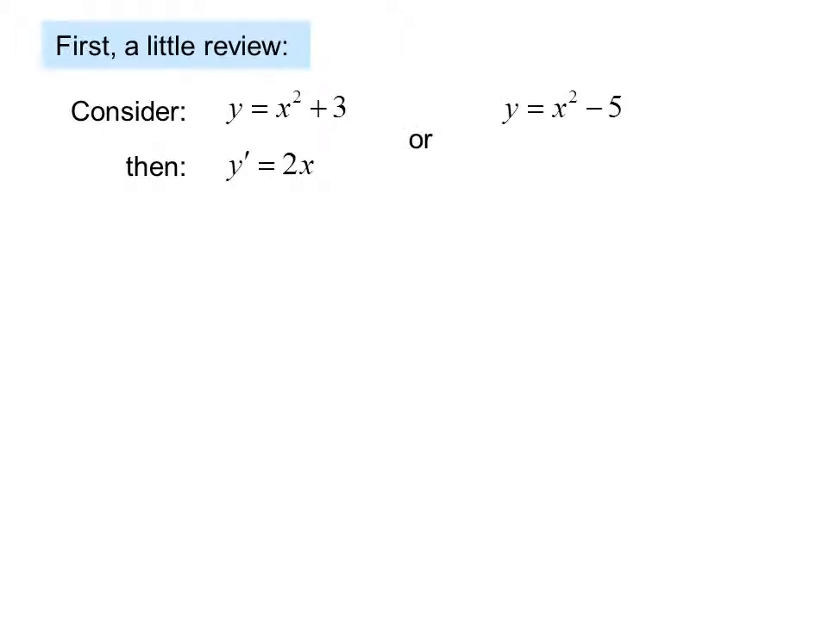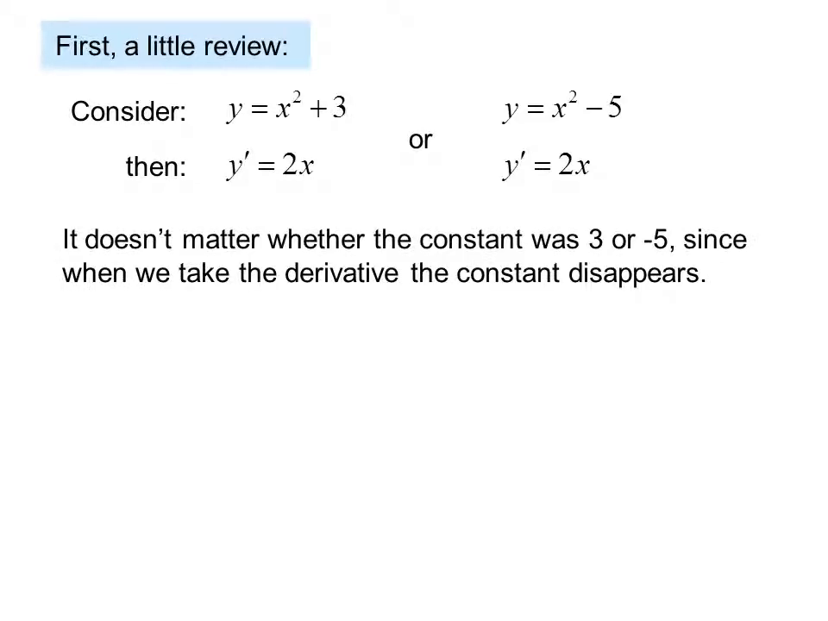First, a little review. Consider y equals x squared plus 3. Then y prime equals 2x. Or y equals x squared minus 5. y prime equals 2x. It doesn't matter whether the constant was a 3 or negative 5, since when we take the derivative, the constant disappears.